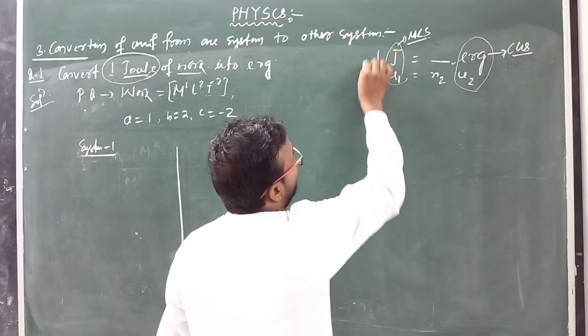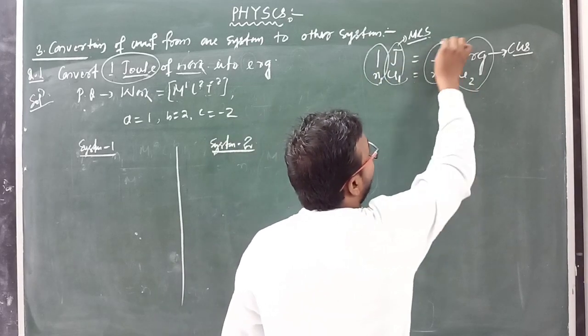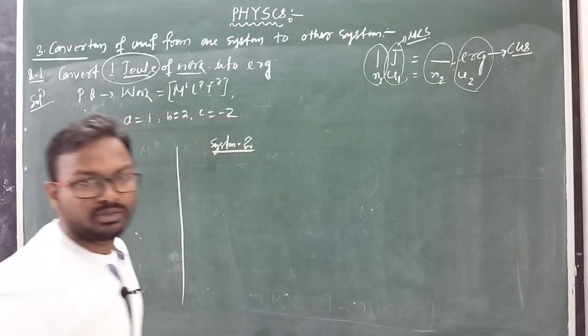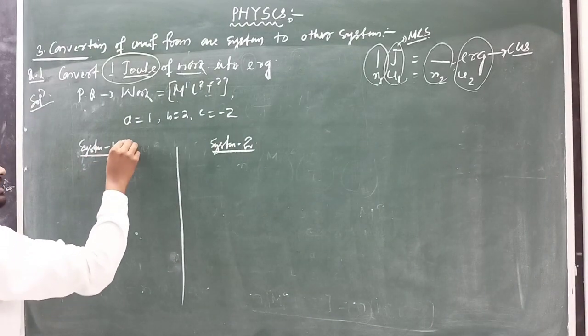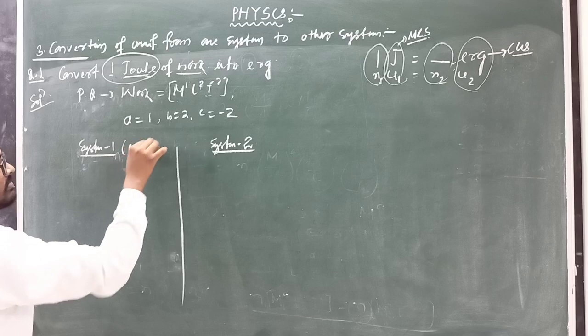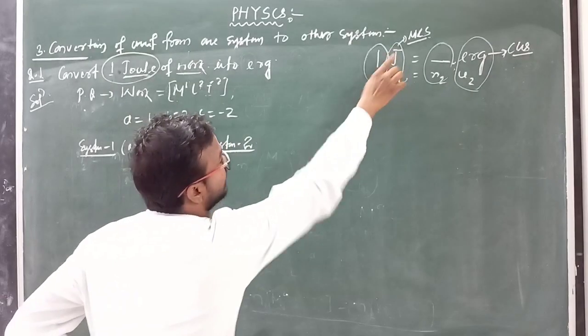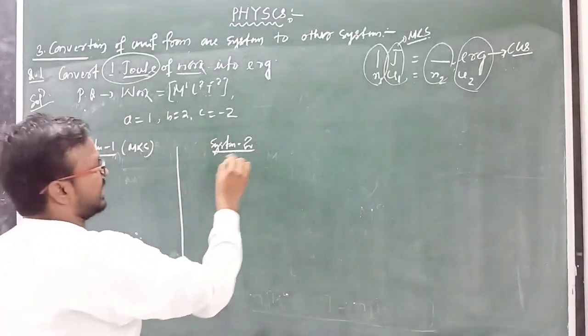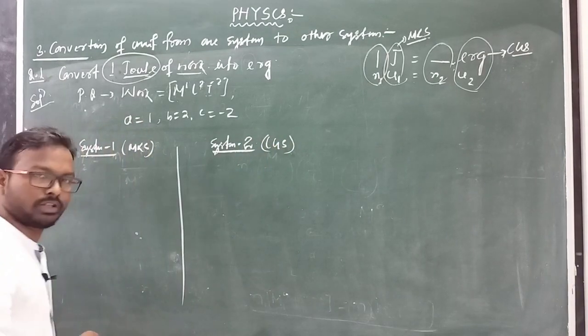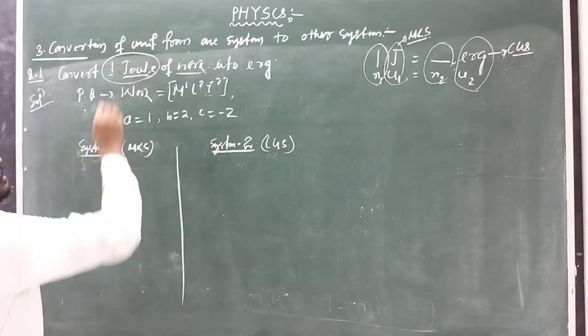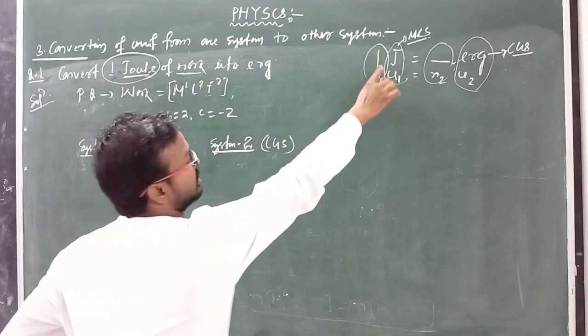Given that n1 equals 1, but we have to find n2, the numerical value in the CGS system. So this is the MKS system, system number 1, and second, this is the CGS system, or system number 2. Clear? Okay. Now it is given that n1 is equal to 1.